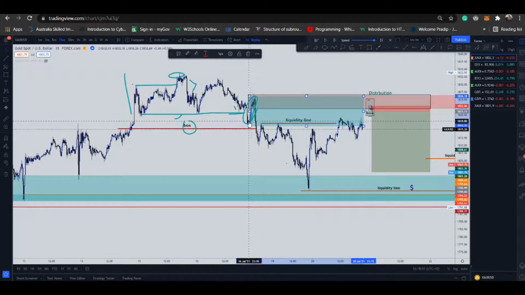So the composite man, or the smart money people, they buy heavily over here to take the early sellers out of the market before the huge sell to the downside. So this can be one of the order blocks.